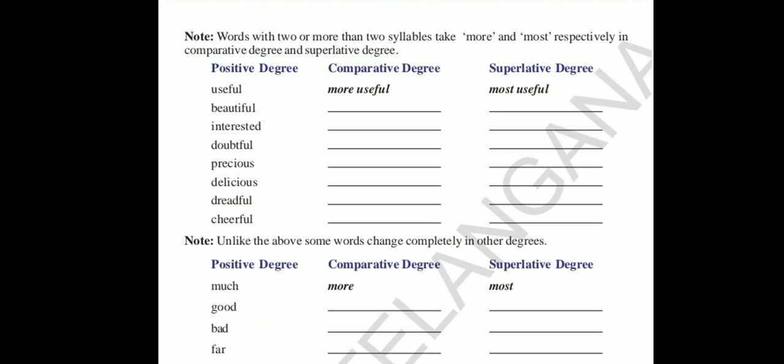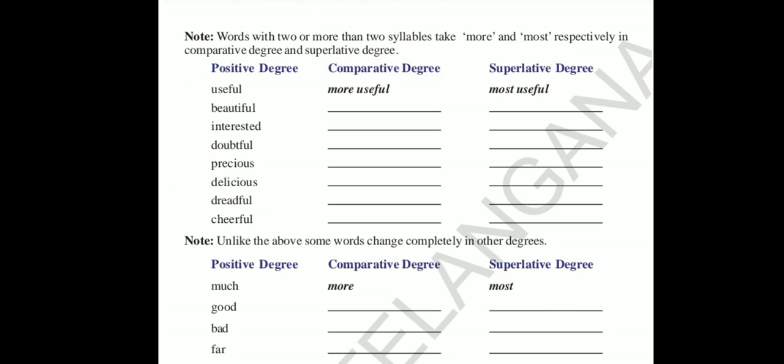Words with two or more syllables take more and most respectively in the comparative degree and superlative degree. A syllable is nothing but a vowel sound, one vowel sound. Here how many syllables? Two syllables. If you find two or more syllables, we should take more or most. For example, useful has two syllables. What is the comparative degree? More useful, most useful. Now beautiful, interested, doubtful, precious, delicious, dreadful, cheerful.